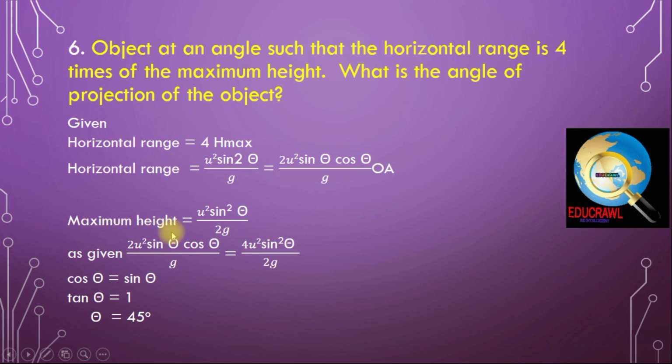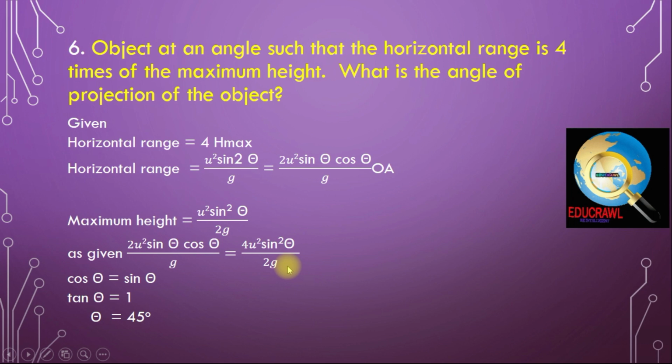Next, maximum height is given by the formula u square sine square theta by 2g. This is the expression for maximum height. Already we have derived this expression in our class. So, here what is given? Horizontal range is equal to 4 times H max. So, horizontal range we have got one formula. H max we have got one formula. So, substituting these formulas in the first equation, we get 2u square sine theta cos theta by g is equal to 4u square sine square theta by 2g.